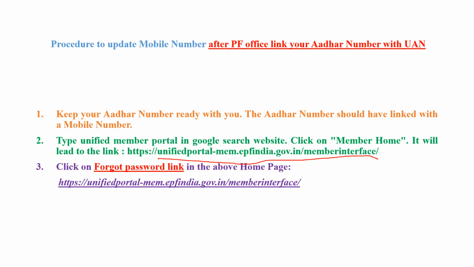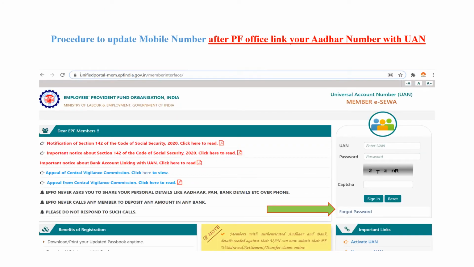In that portal, there is a link. That link is forgot password. You have to click on this forgot password link here. Look here very carefully. Here is the forgot password link. This is the member portal, Unified Member Portal. The forgot password link is there. You have to click on this forgot password link.